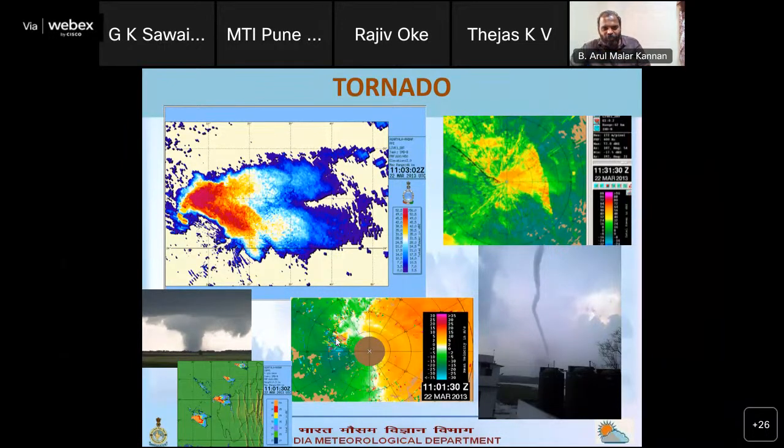But here in this, you can see there is a velocity couplet. Velocity couplet is nothing but the radar gets a few parameters, like I sent the energy.